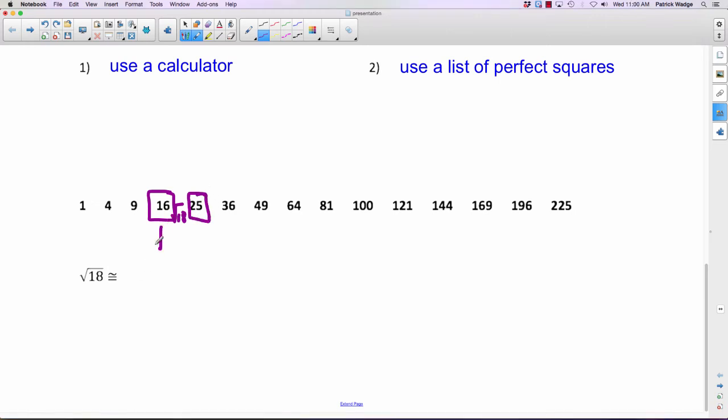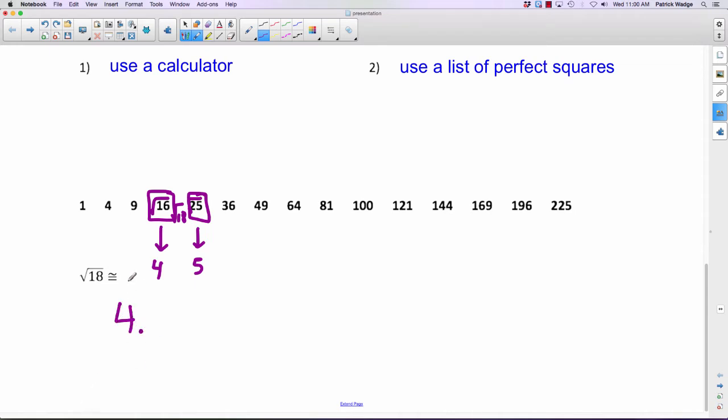What's the square root of 16? What multiplies by itself to get 16? 4. Square root of 16 is 4. What's the square root of 25? What multiplies by itself to give 25? 5. If the answer to square root of 16 is 4, and the answer to square root of 25 is 5, then the answer to square root of 18 must be between 4 and 5. It must be 4 point something.